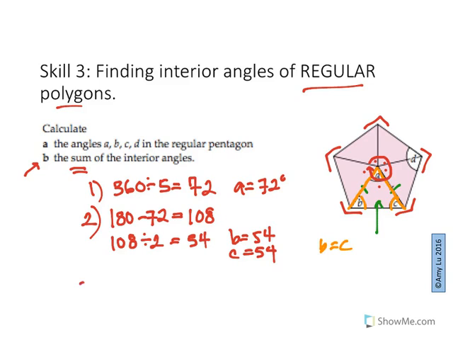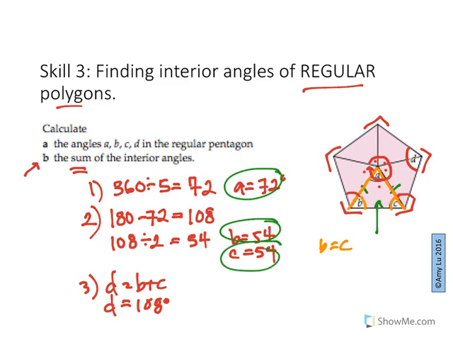Now, to find D, let's keep this in mind that we know that these are all equal triangles. So we know that this part is the same as B, this part is the same as C. So therefore, this whole thing is B and C added together. So D is equal to whatever B plus C is. So 54 plus 54, oh geez, that's 108. So D is 108 degrees. So A, B, C, and D.